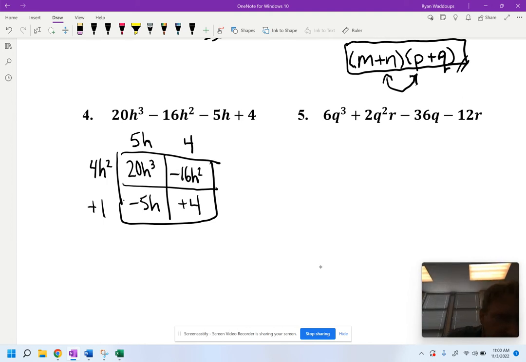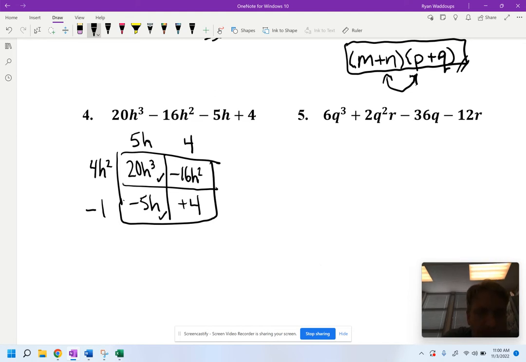Now, I need to adjust the signs. I put plus on this one, but I think I might need to adjust. 4h squared times 5h, 4 times 5 is 20, h squared times h is h cubed. So that one's fine. Those signs are fine. We want the first term of each factor to be positive. Then down below, if I make this minus 1 times 5h is negative 5h.